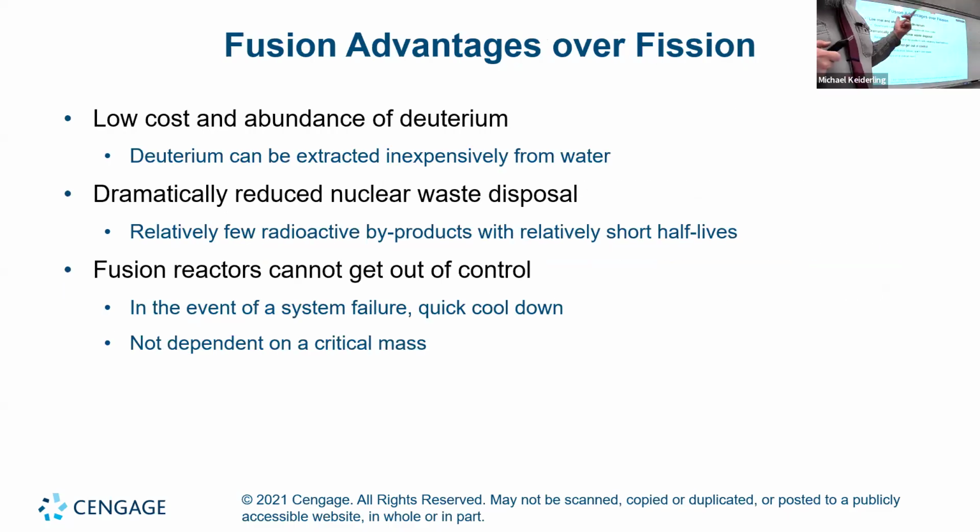Fusion has a low cost and abundance of deuterium. Deuterium is easy and cheap to get. You can just get it out of water. Nuclear waste isn't a problem, it's just hydrogen. There are relatively few radioactive byproducts, and they have short half-lives. And fusion reactors can't get out of control. Things just quickly cool down.